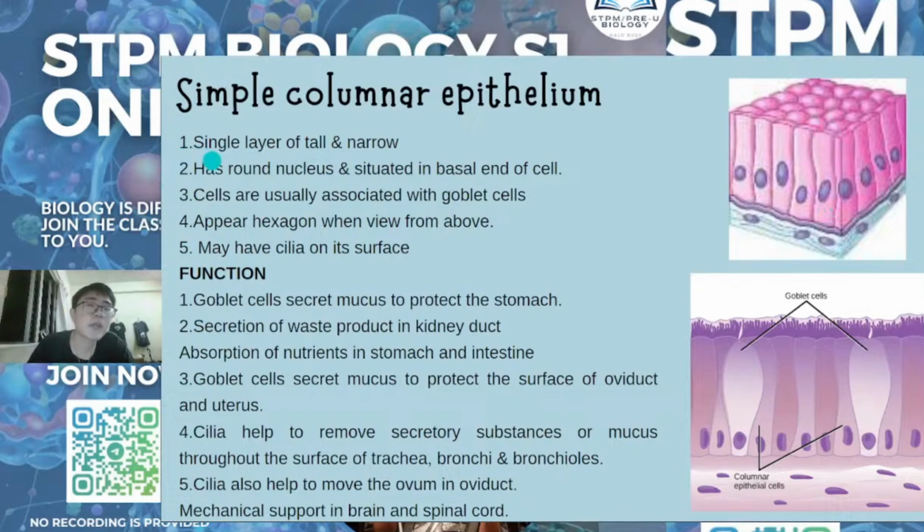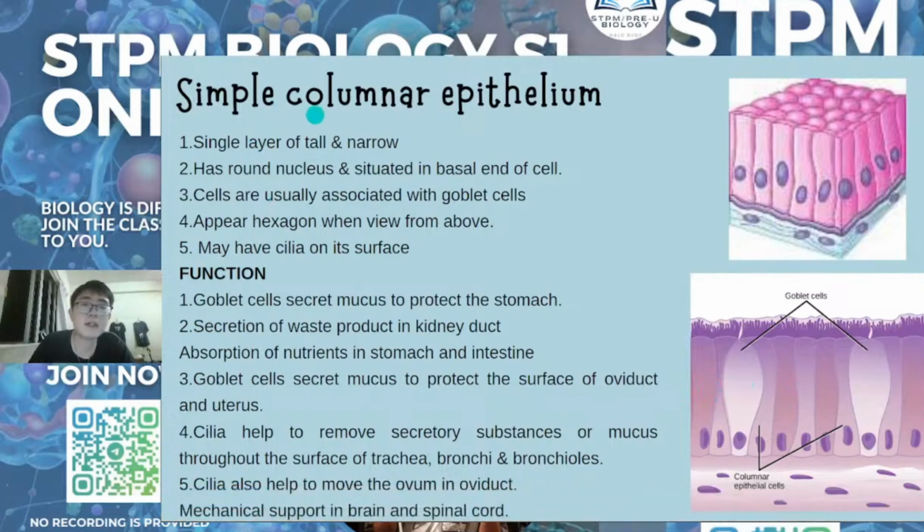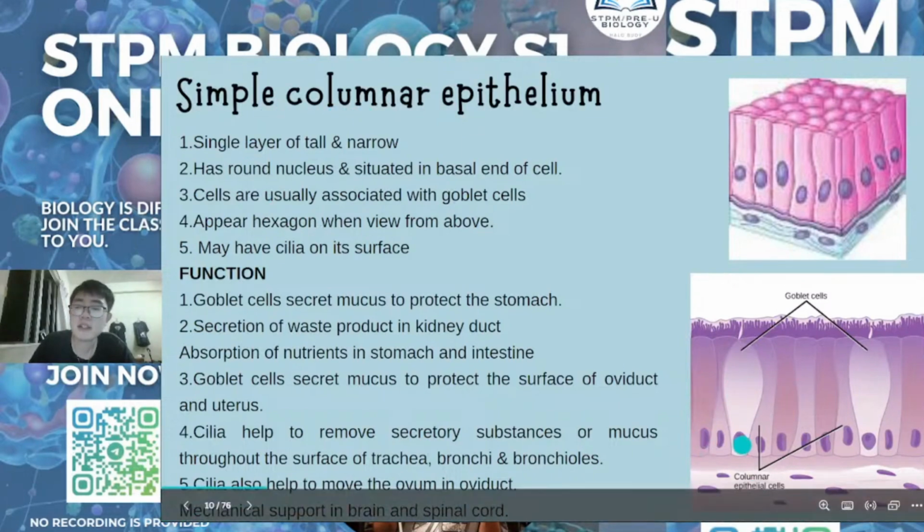And it has a round nucleus, and normally this nucleus is located at the basal end of the cell. Meaning the nucleus is at the bottom. Compared to the simple squamous and simple cuboidal, where normally the nucleus is at the center, for the simple columnar, the nucleus is located at the bottom, near the basal end.